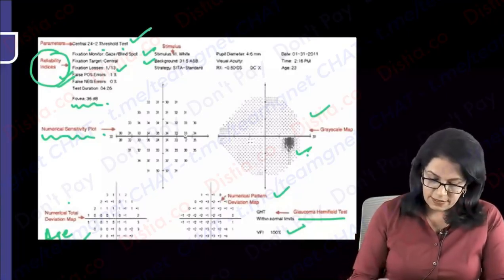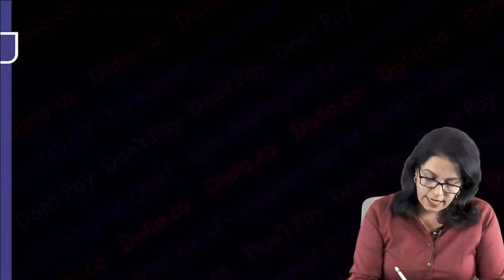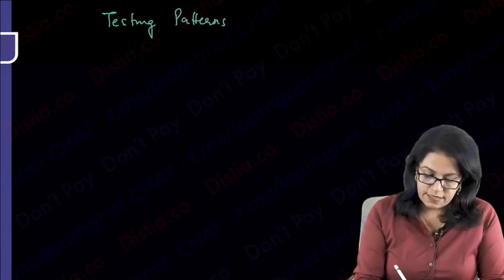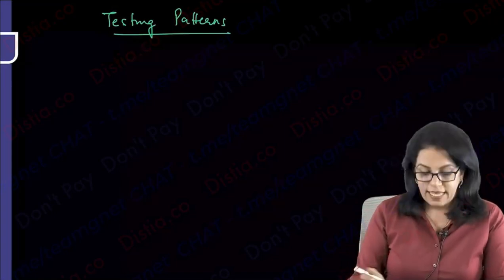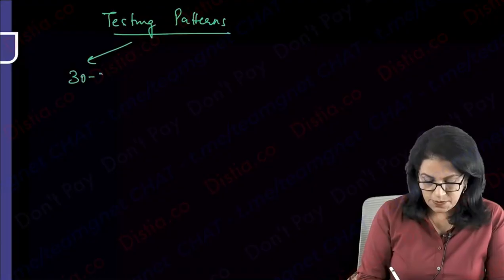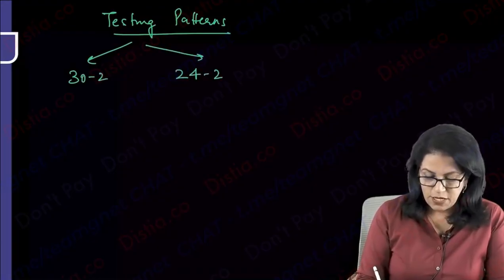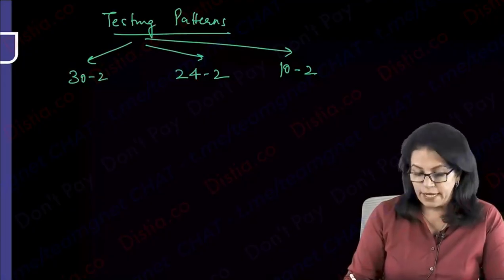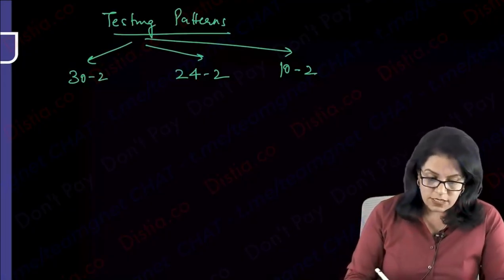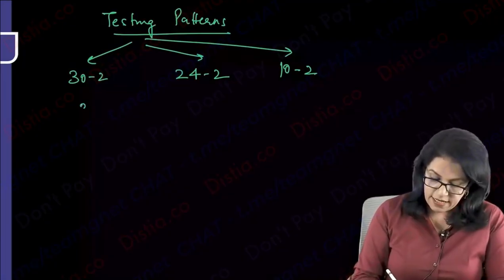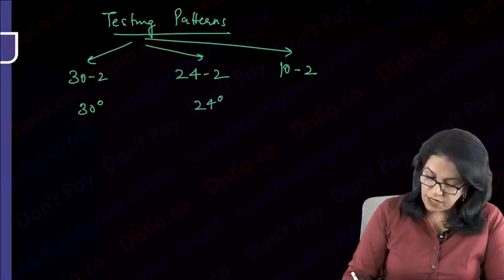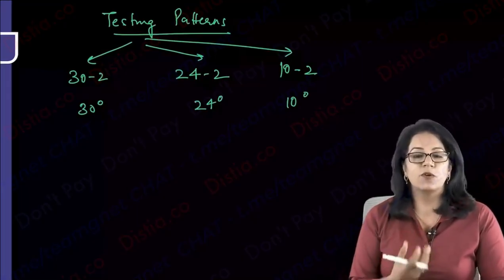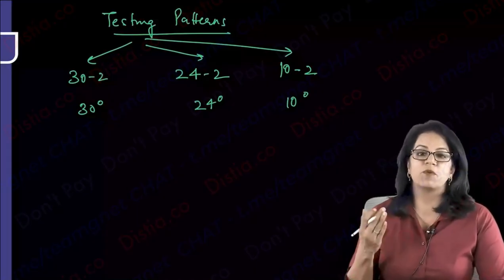So let's understand this way. When you talk about testing patterns in this automated perimetry, the testing patterns can be of 3 types. They can be 30-2, 24-2, or sometimes in advanced cases of glaucoma, when I want to check the more central field near the macula, around 10-2. So what does this mean? It means I am checking the central 30 degrees of the field, here only the central 24 degrees, and here the central 10 degrees of the field. Simple. That's where the glaucoma changes are expected, in the central field, therefore I am focused there.